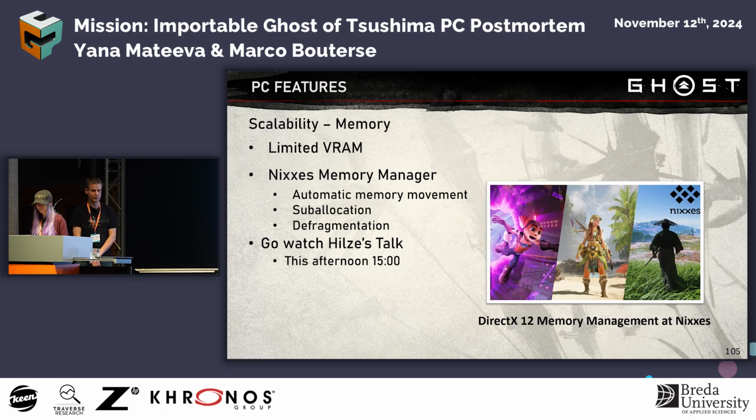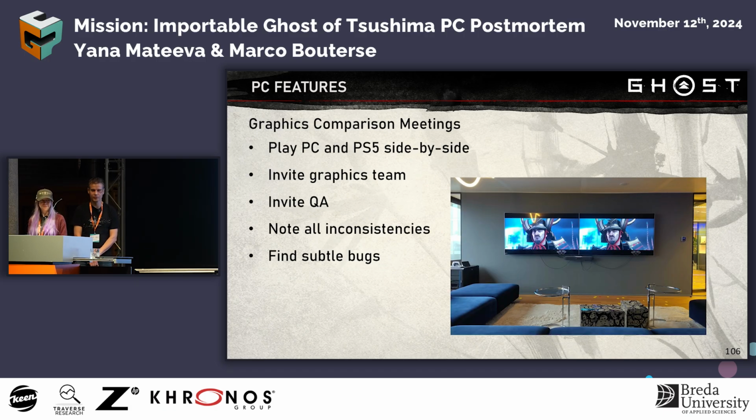We also start ramping up on our graphics comparison meetings, and this is a concept that we do at Nexus that I absolutely love. We have a meeting room with 2 big TVs, and then we have the PC game running on one side, and then the retail PlayStation version running on the other side. We invite the entire graphics team and QA, and we try to find any kind of inconsistencies, small bugs, or room for improvement. To give a small example, at some point we had some green seaweed on PC. Well, that makes sense. However, turns out it was meant to be red, and that's probably something that we never would have caught if we didn't have these side-by-side comparisons.